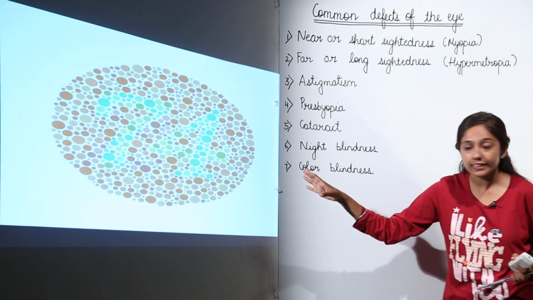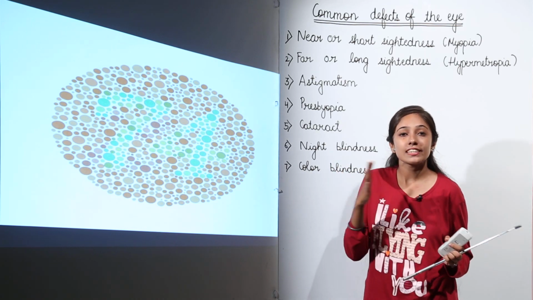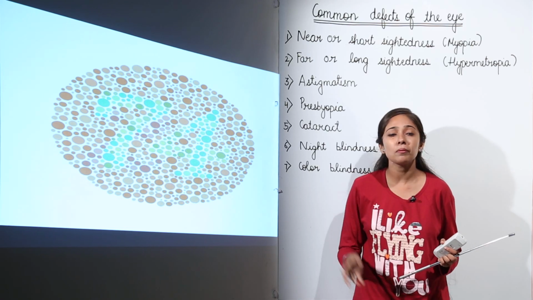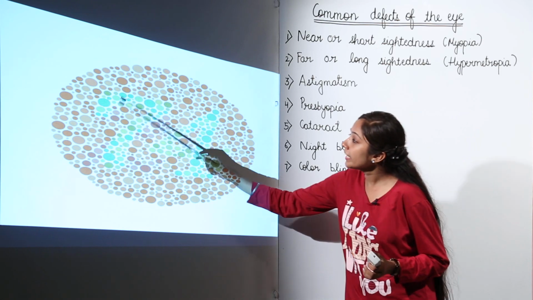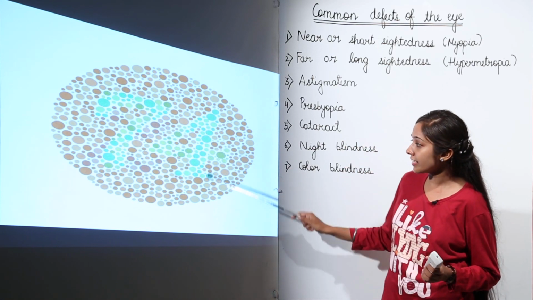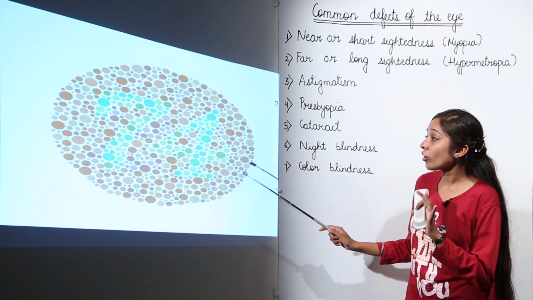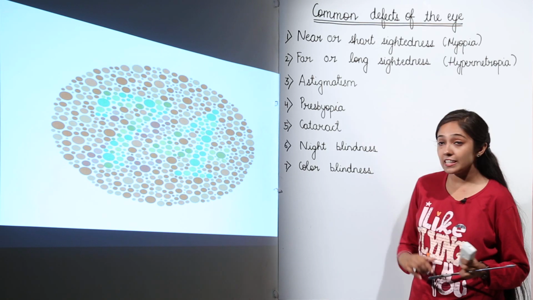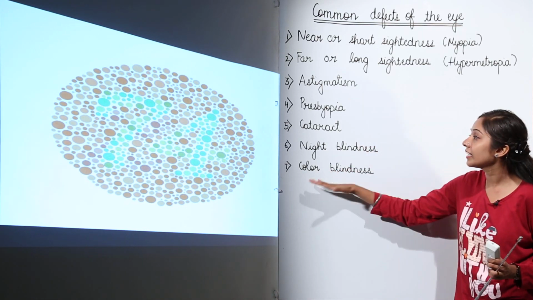Then we have color blindness. What happens in color blindness? The people who are color blind, they are not able to distinguish between different colors. For example, red and green, for example, blue and yellow. So, if you are able to read this number that is there in this, then it means that you are not color blind. But if you are not able to read this number, it means you are not able to distinguish between colors and you are suffering from color blindness.